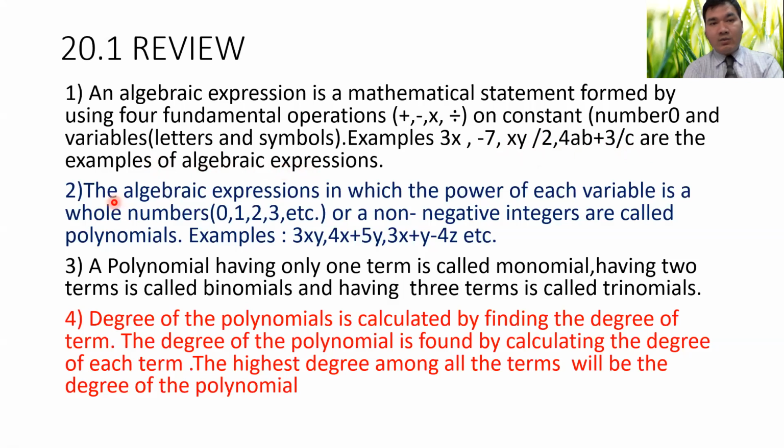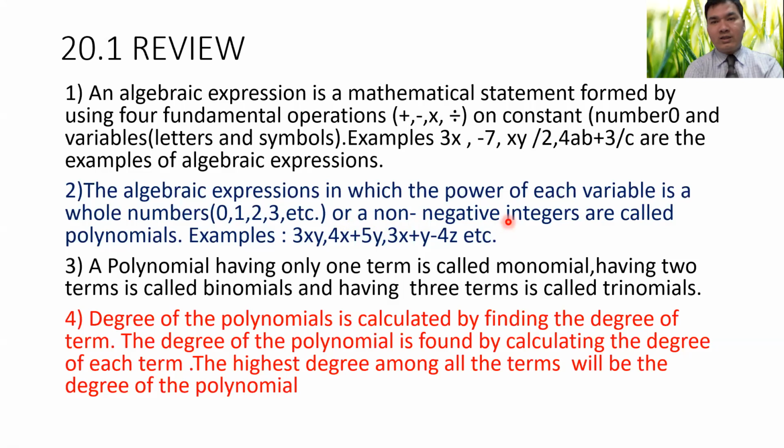Now second number, look, the algebraic expressions in which the power of each variable is a whole number 0, 1, 2, 3, 4, etc., or a non-negative integer are called polynomials. Example 3xy, 4x plus 5y, 3x plus y minus 4z, etc. Okay, this is the definition of polynomials. In the polynomials, all the variables must have what? Whole number power, and they must be positive also. That's why it is written non-negative integer power, to be a polynomial.